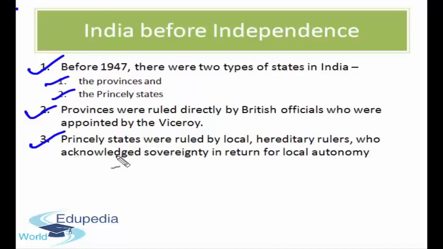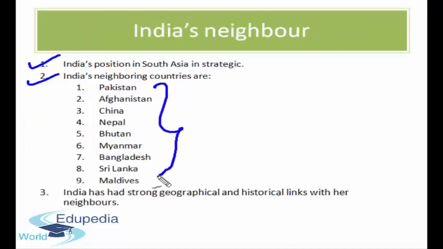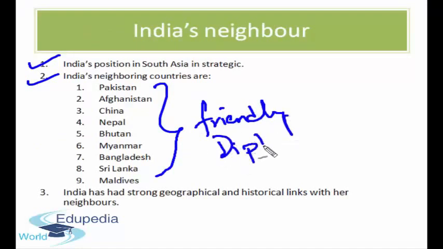Meaning the British used to put some pressure on these rulers who in return acknowledged the British rule, retaining their own local authority. And then after independence, each state got associated with the Union of India. Together it came into existence as a complete India. So India has strong geographical as well as historical links with its neighbors, and India shares both friendly as well as formal diplomatic relations with its neighbors.